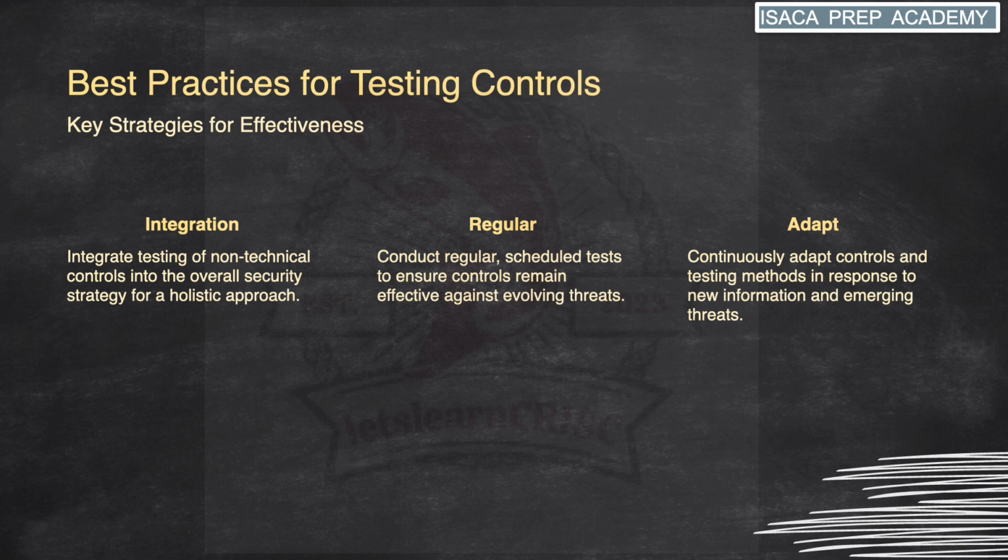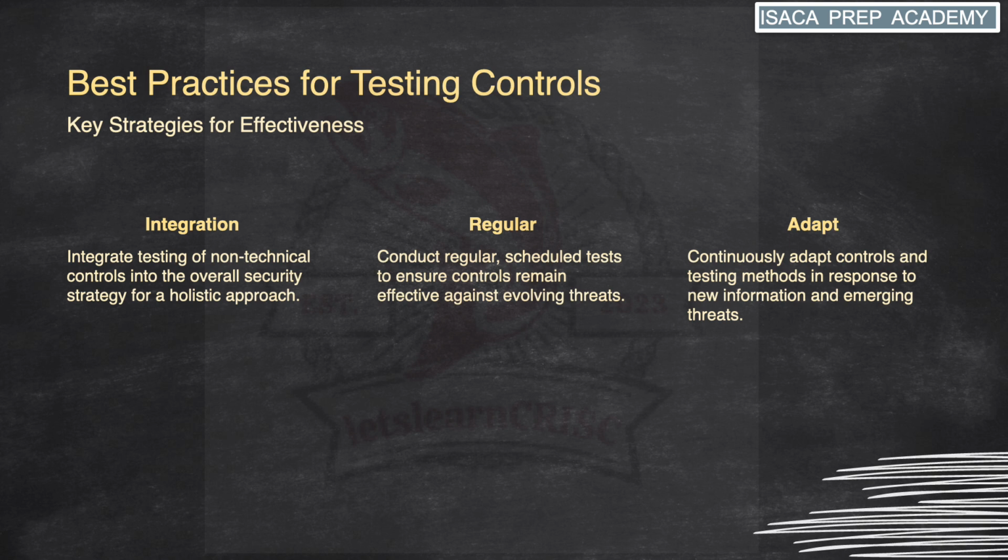Friends, adapting controls involves regularly reviewing and updating security measures to address emerging threats and vulnerabilities. And this may include implementing new security technologies, enhancing access control, or strengthening incident response procedures. Additionally, organizations should continuously assess the effectiveness of their controls through regular testing and adjust their strategies accordingly. Similarly, testing methods may evolve to keep pace with changing threats and technologies.